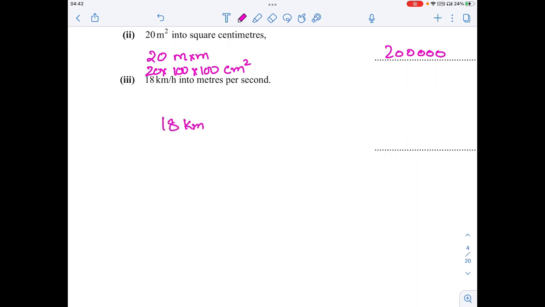18 kilometers per hour into meters per second. 18 kilometers per 1 hour. So kilometers convert into meters, 1000 meters. 1 hour is 3600 seconds. How did I get 3600 seconds? 1 hour is 60 minutes. Each minute is again 60 seconds. So 3600. Simplify that. You should be able to get the answer as 5.